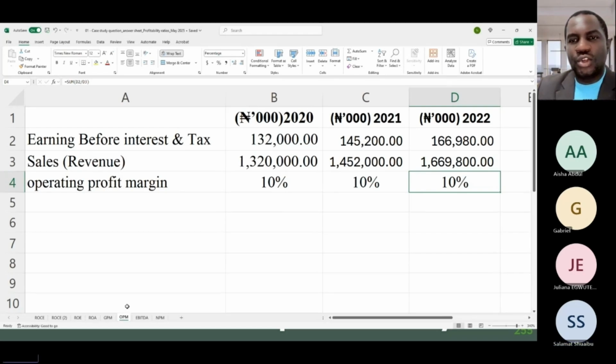Okay, yes. So it depends on the components of those ratios you calculated. So the implication for return on asset is different from the implication for net profit margin.